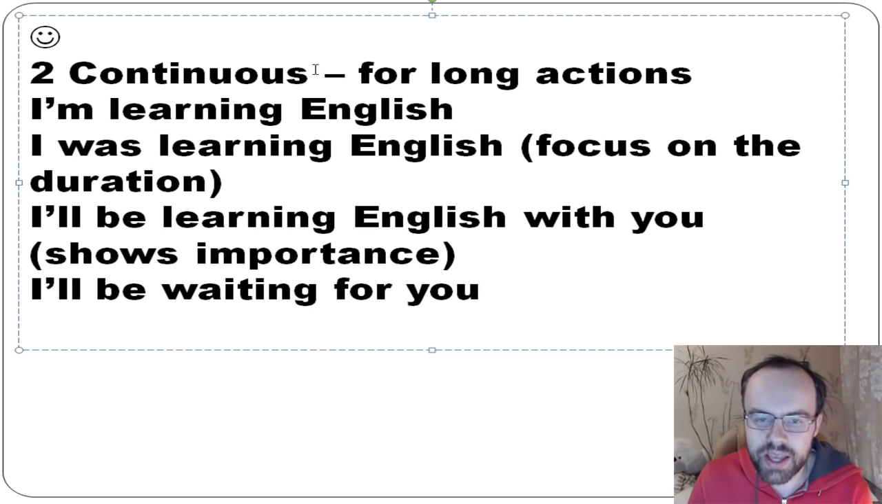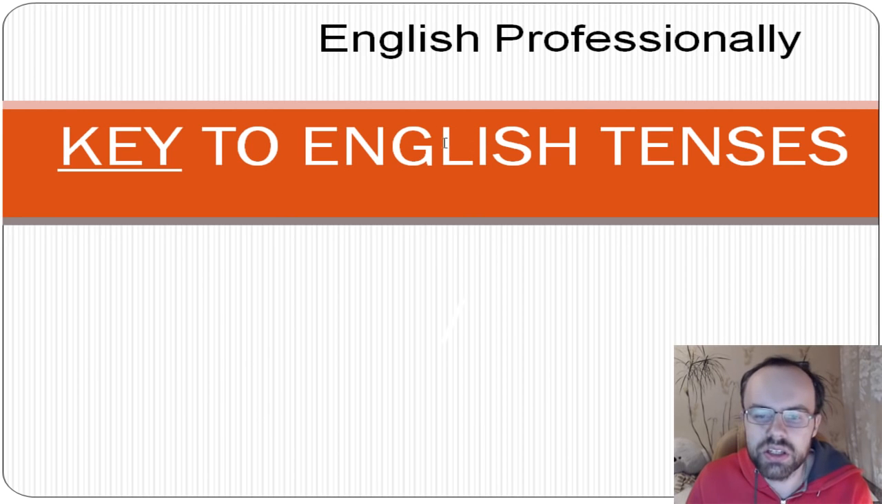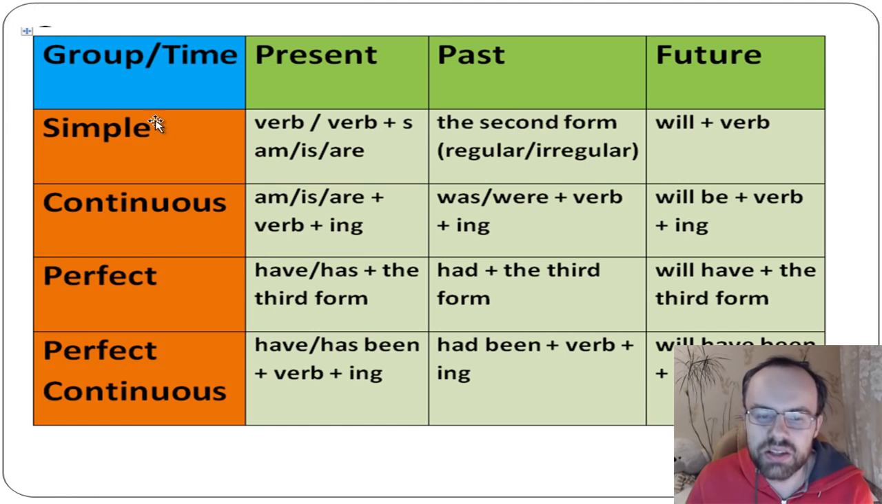Okay, you just need to understand. The key to English tenses is that you need to understand the meaning of each group of these tenses, and then you need to look at the formation, how we form each tense. The first group is called simple. You need to understand that it isn't for now. It's for things which usually happened, or will happen, or often, maybe sometimes, but not now.